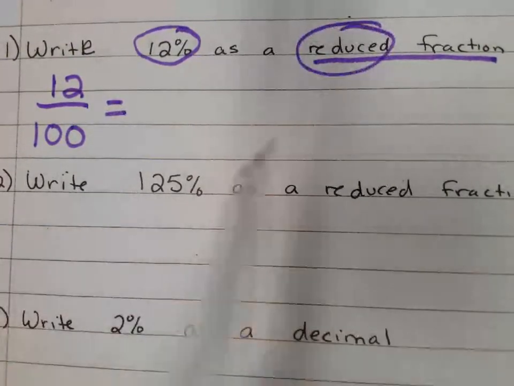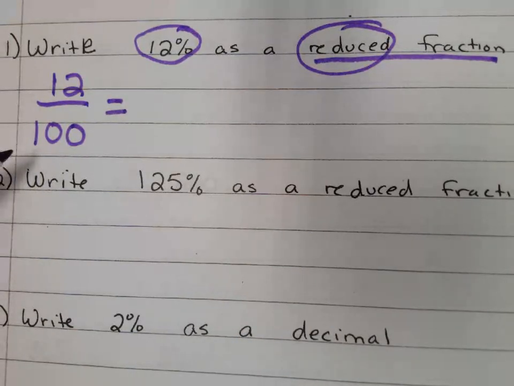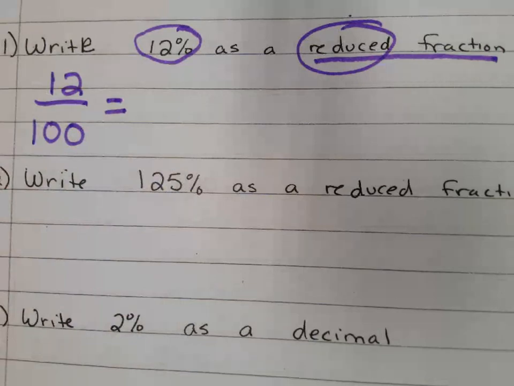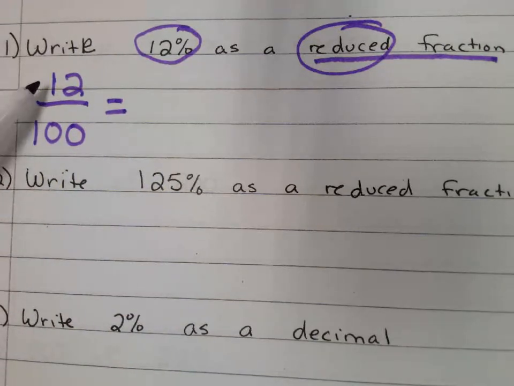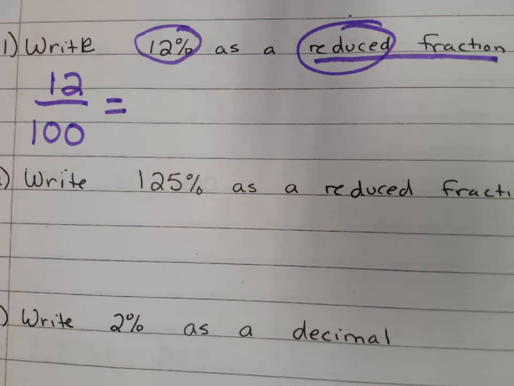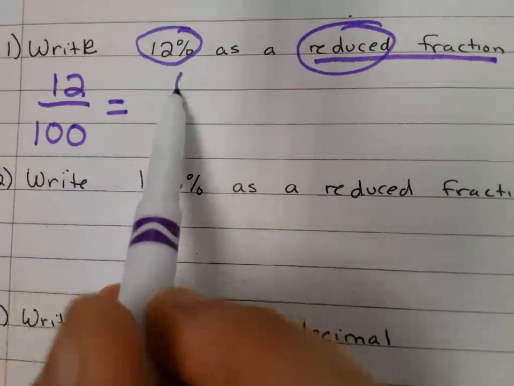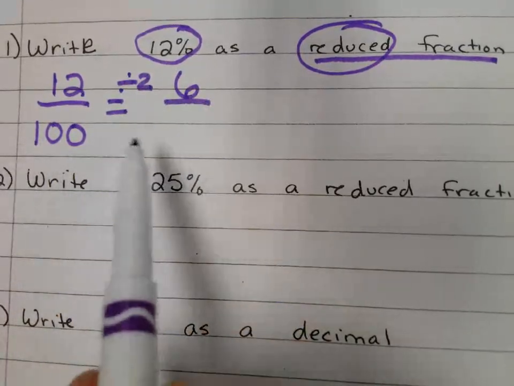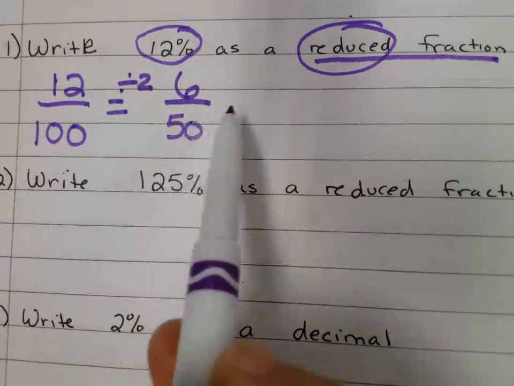Now, notice it says reduced fraction. So if you do this, I might give you some credit, but the answer has to be reduced for it to be correct. So what will go into 12 and 100? 2. 2 will go into 12 6 times. So I'm dividing by 2. 2 will go into 100 50 times.